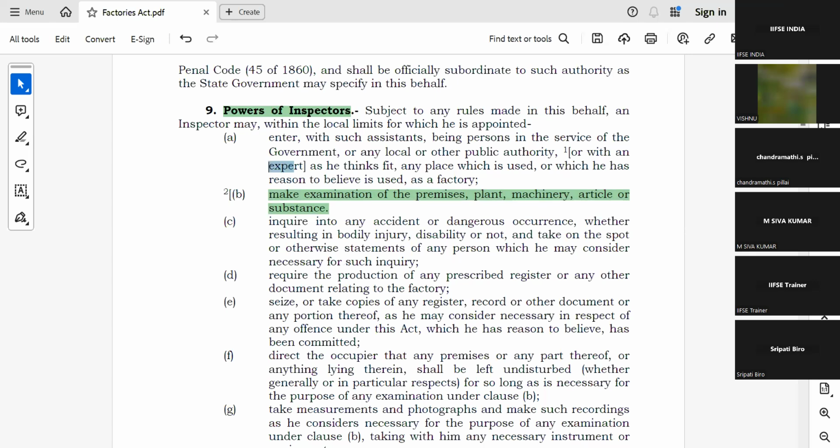who will go with the expert? In the sense, the factories inspector, deputy chief inspector, etc. They will be the experts. Make examination of premises, plant and machinery, and inquire into any incident or accident or dangerous occurrence, whether resulting in bodily injury, disability or not, and take statements of any person which he may consider necessary for such inquiry. The inspectors will inquire about the accidents.